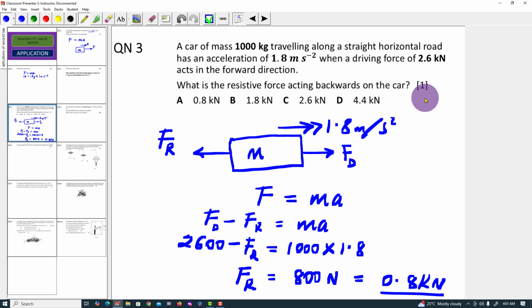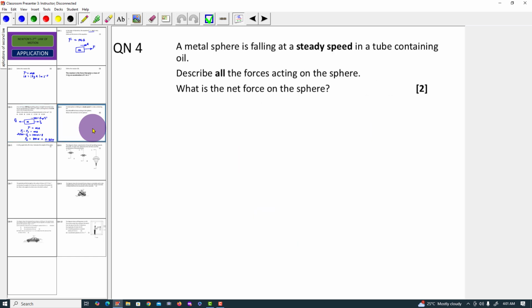Which is ma. Ma is the resultant force. It is 800 newtons. And then you say the resultant force is to the right, 800 newtons. And we've got Fd acting to the right. If the resultant force is 800 newtons and this is 2,600, how much is this force here? So that question was just as simple as that. Let's look at the next question.